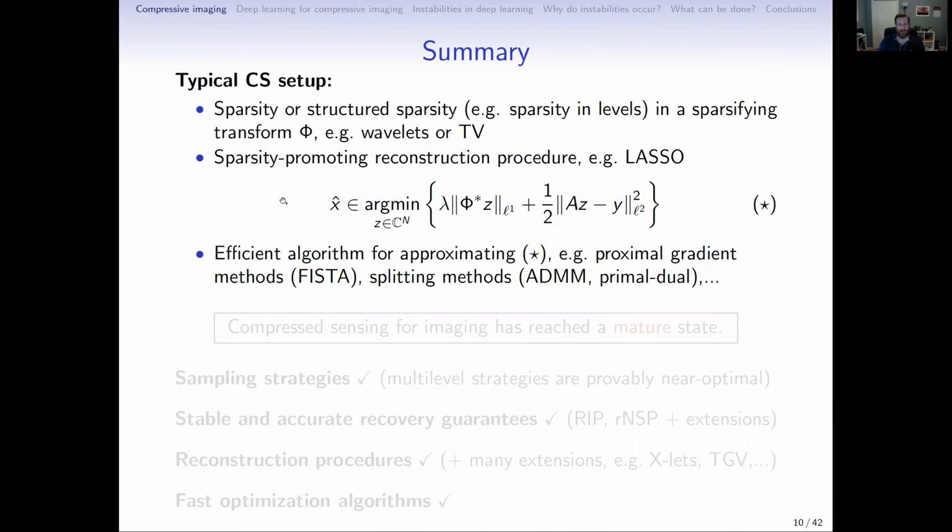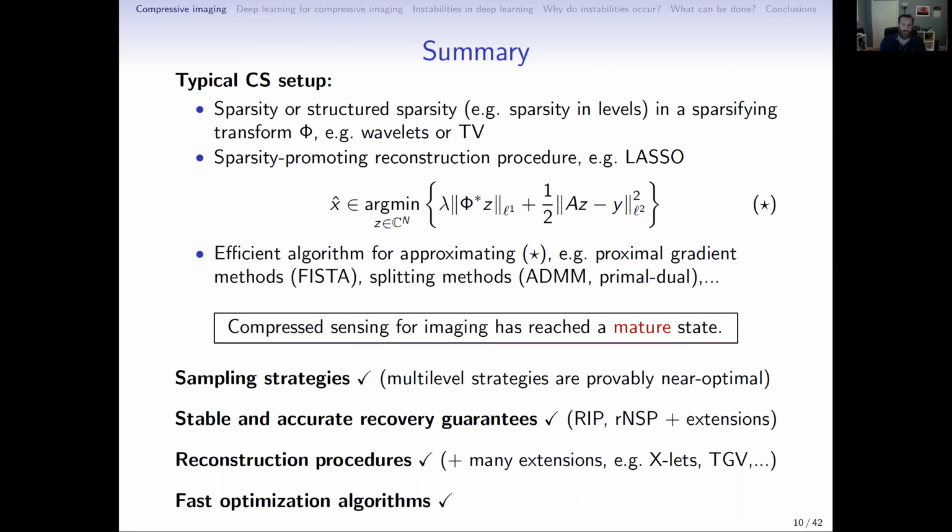And then the final stage is obviously you need an algorithm to solve this optimization problem. Nowadays, because of the developments in compressed sensing, there's an abundance of fast algorithms for solving these types of problems, whether they be proximal gradient type methods, for instance FISTA, or splitting methods such as ADMM or the Chambolle-Pock algorithm, things like that. Nowadays, we have a lot of good algorithms and also software for solving these types of problems at large scale.